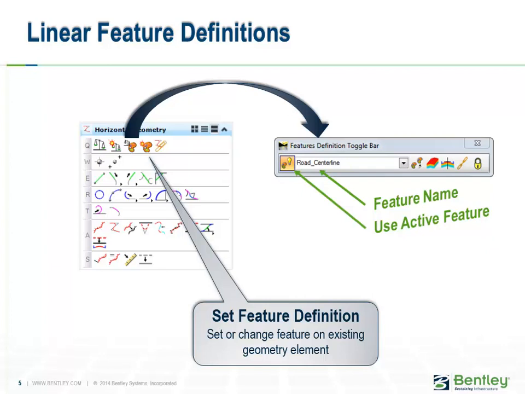The feature definition toggle bar is used to set the active feature when creating new geometry elements. Select the feature name from the pick list and enable the Use Active Feature toggle. When the Use Active Feature toggle is disabled, new geometry elements are created without a feature and use the active MicroStation symbology. We use the Set Feature Definition tool to assign or change features on existing geometry elements.